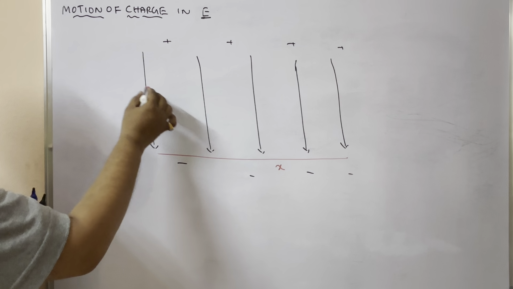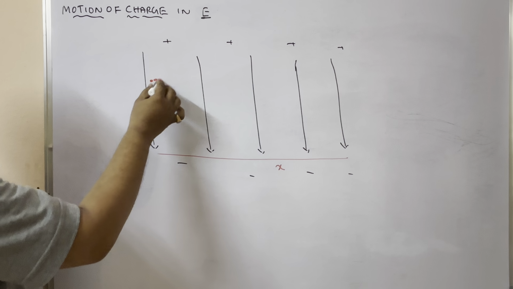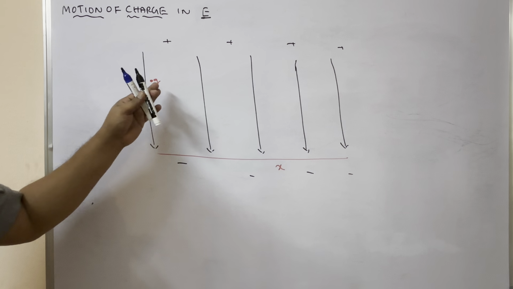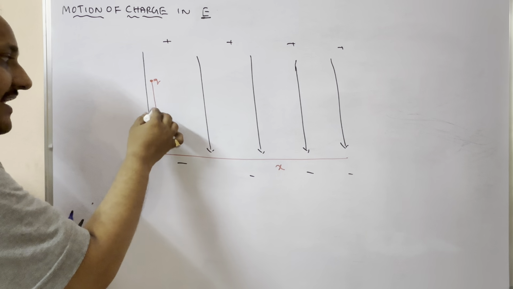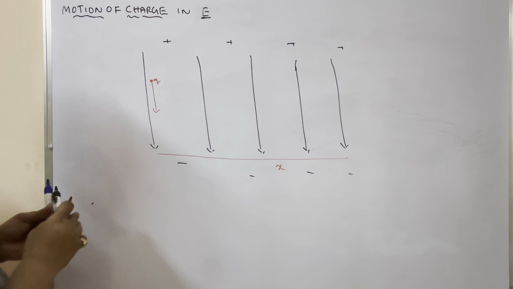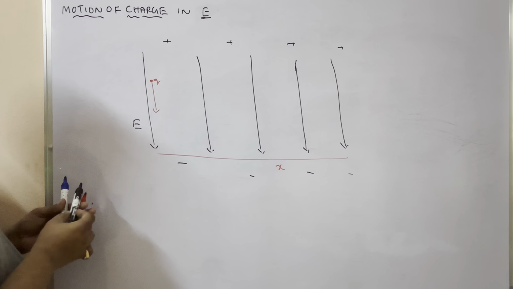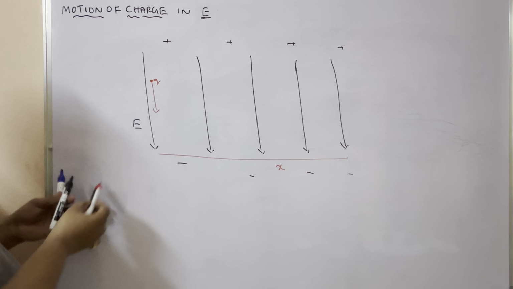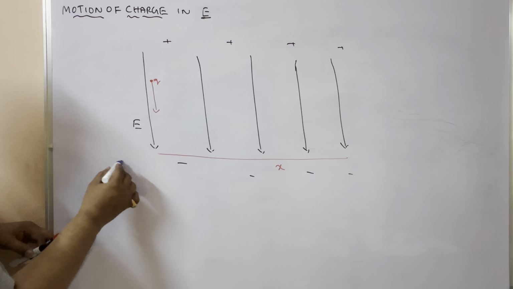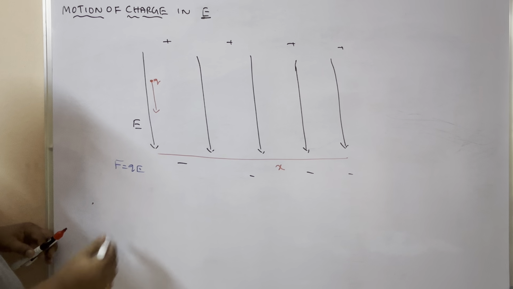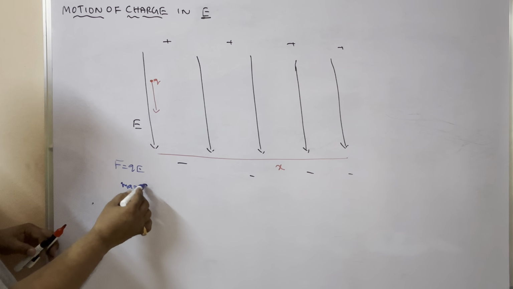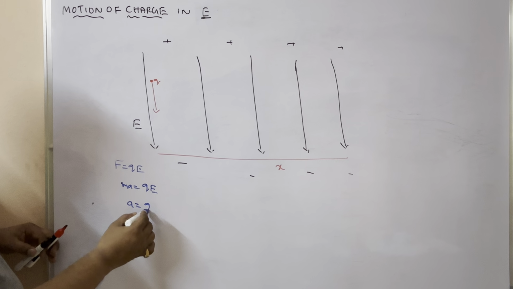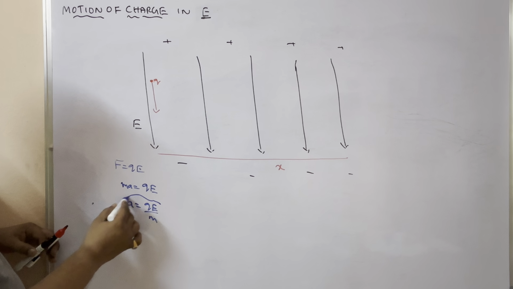Now, a charge is going to be placed here, positive charge. If you place positive charge, always this positive charge moves in the direction of electric field, like this. So, this is the electric field E. Now, this positive charge is moving downwards. What is the force acting on the charge? F equal to QE. What is the acceleration of this charge in electric field? MA is equal to QE, A is equal to QE by M.